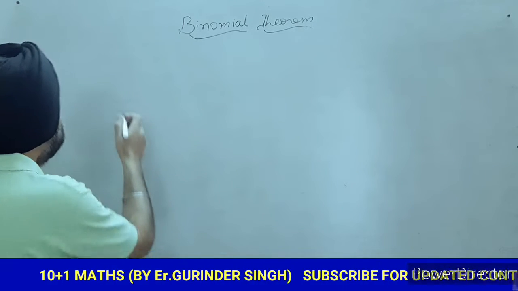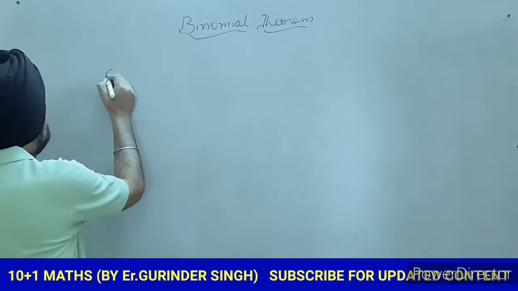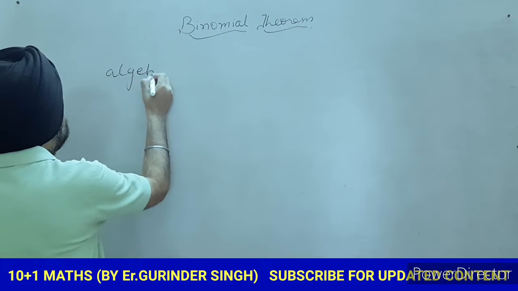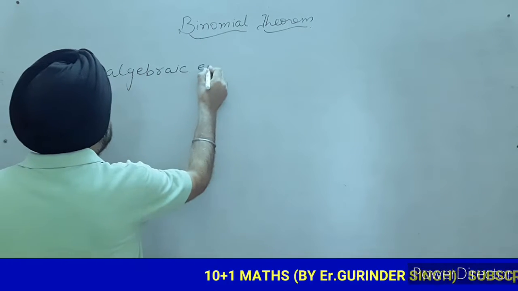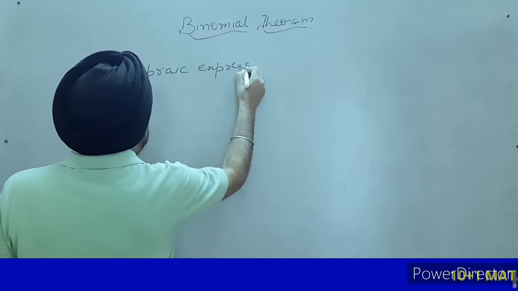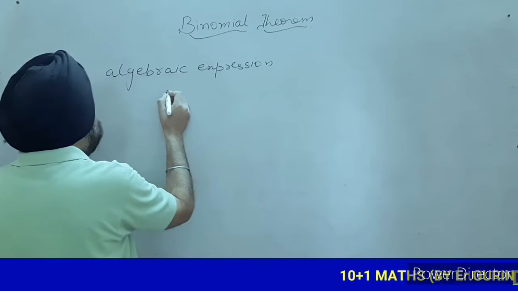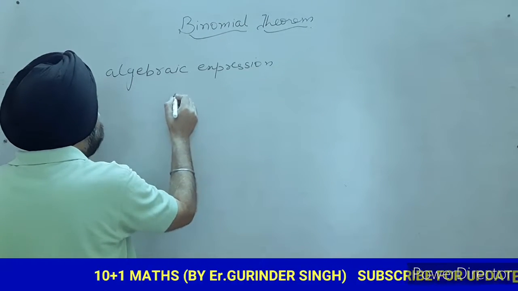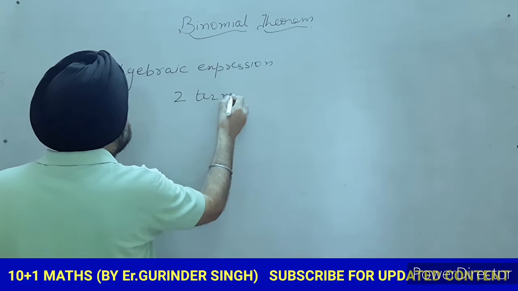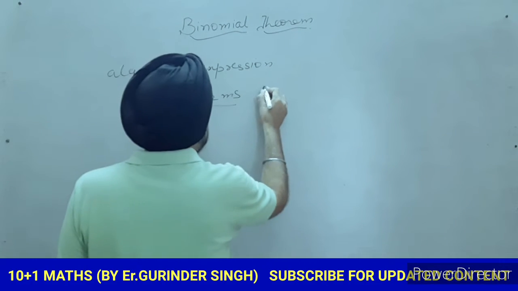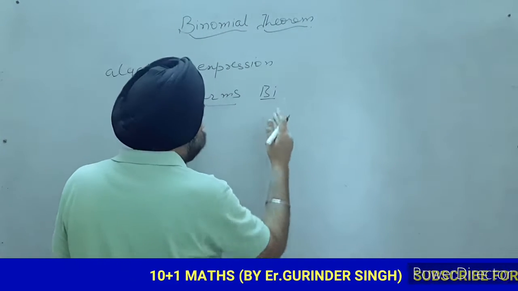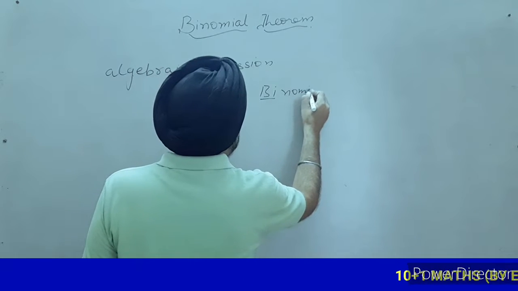Binomial, as the name suggests, an algebraic expression, right, which contains two terms, is called a binomial expression. Bi means two, binomial expression, right?